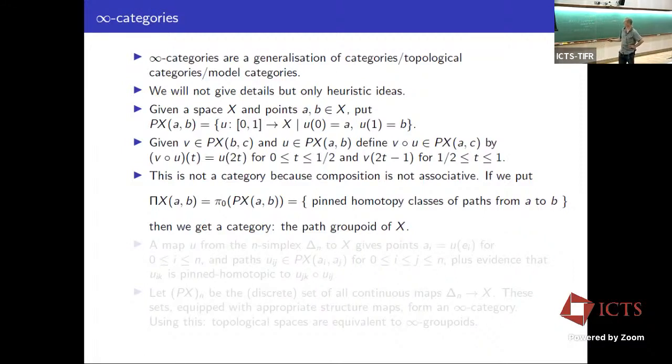So we can do this. This gives us a groupoid, a path category, because U composed with V composed with W, you do it one way or the other way. Those paths are not actually the same, but they are pinned homotopic to each other. So we've got a well-defined and associative composition law on this pi X category.